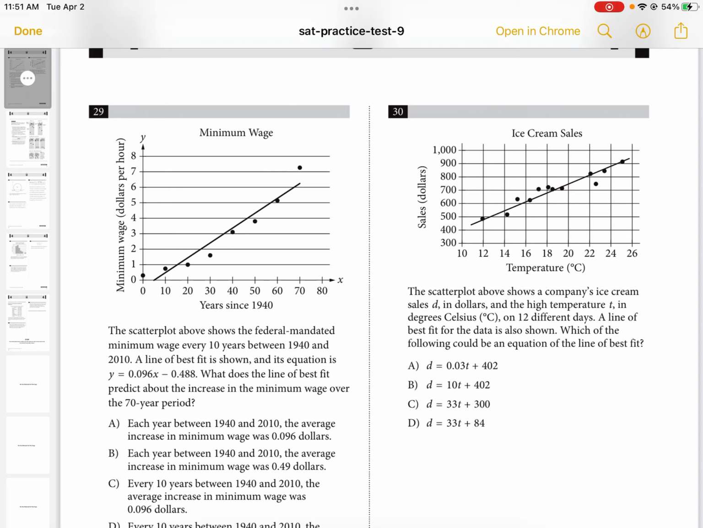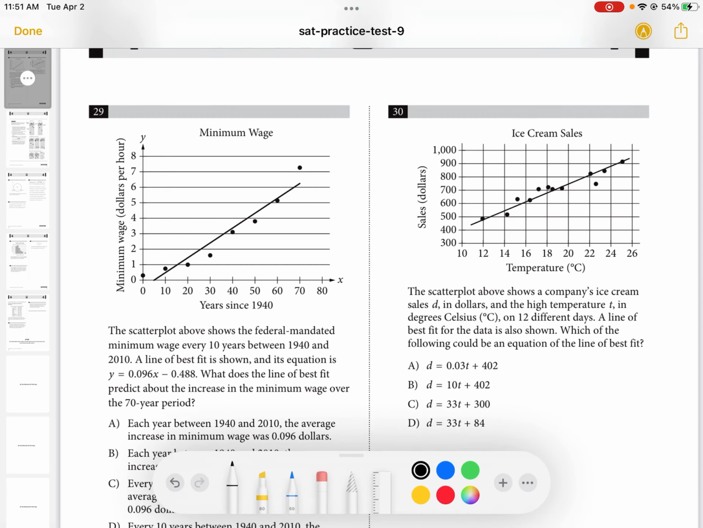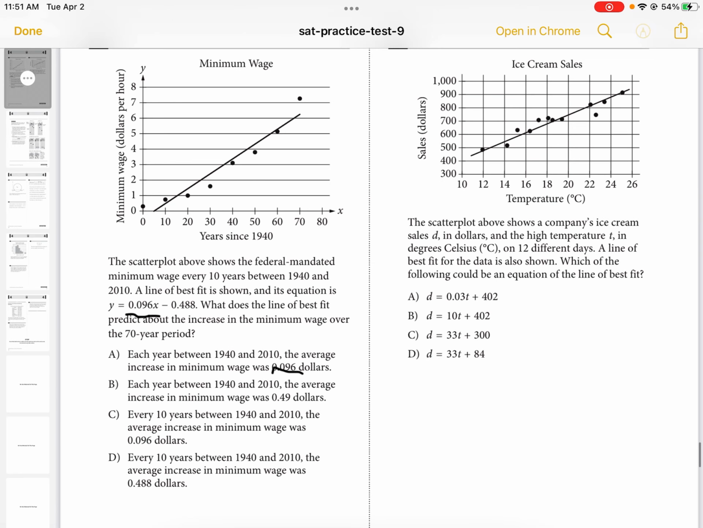Line of best fit is shown, and its equation is y equals 0.096x plus 0.04. Okay, let me read that again. A line of best fit was shown, and its equation is y equals 0.096x minus 0.488. What does the line of best fit predict about the increase in the minimum wage over the 70-year period? Each year between 1940 and 2010, the average increase in minimum wage was $0.096. That's describing the slope of this equation, which is true.